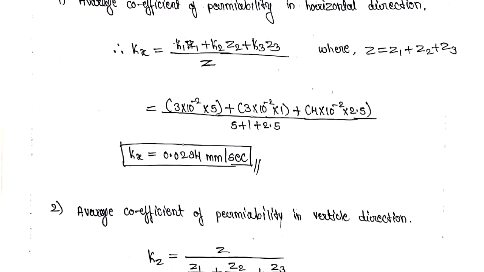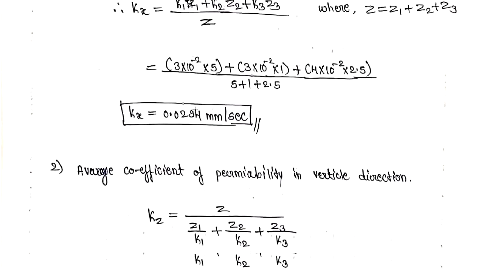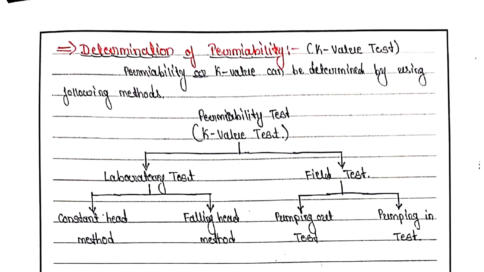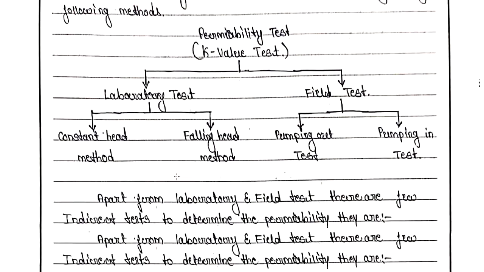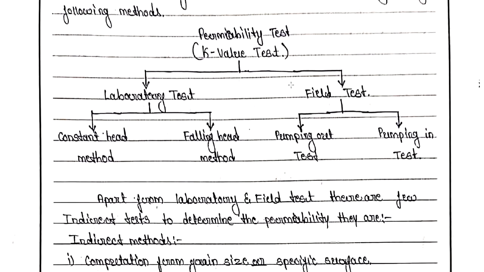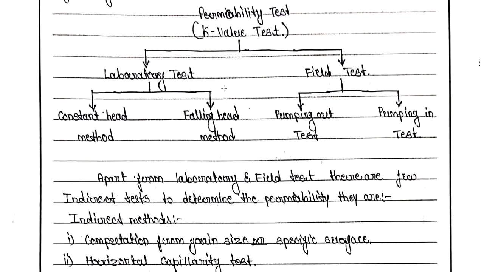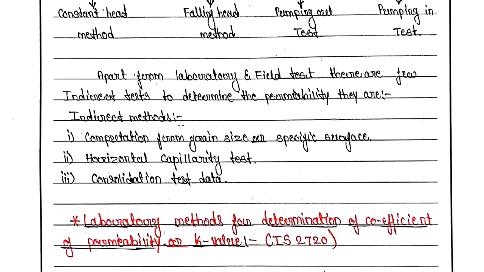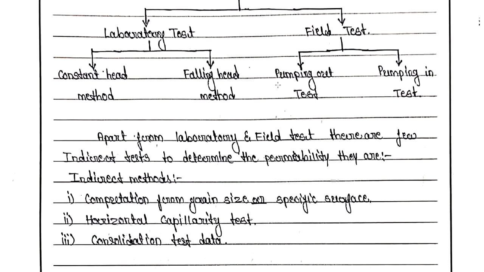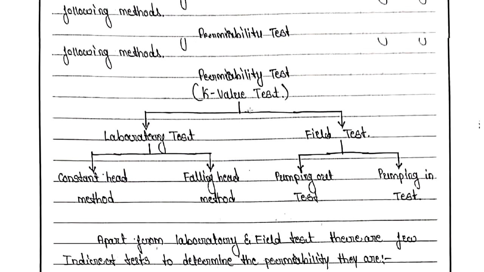So K is the denotation for permeability. How to find out the value of K? What are the different methods to find out the value of K, or else coefficient of permeability? We are going to study that in the next session. In that we are going to study a few laboratory experiments here, and a few other laboratory experiments we are going to study in the lab. Here we are also going to study the field tests which we conduct to determine the permeability. Okay, so in the next session we are going to continue.